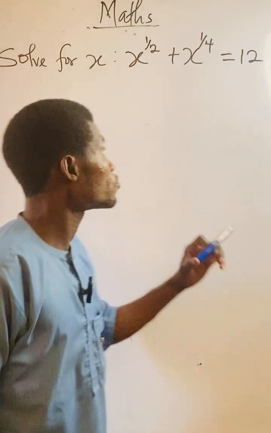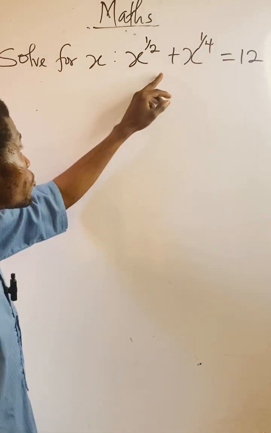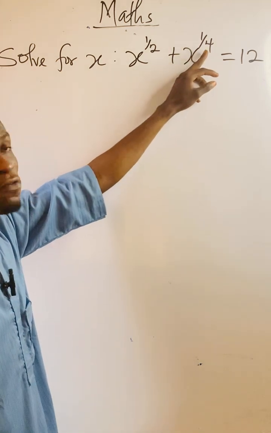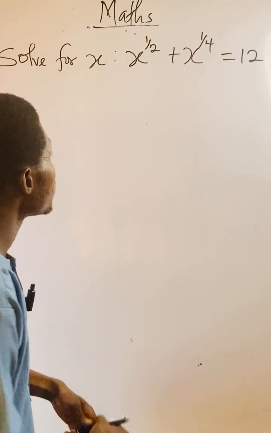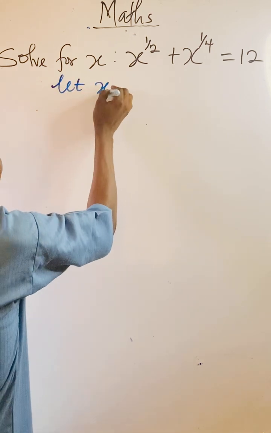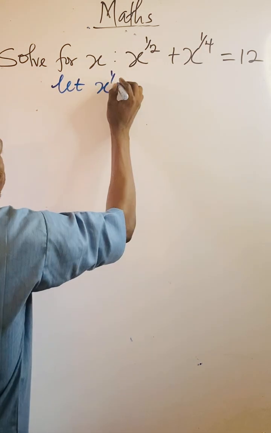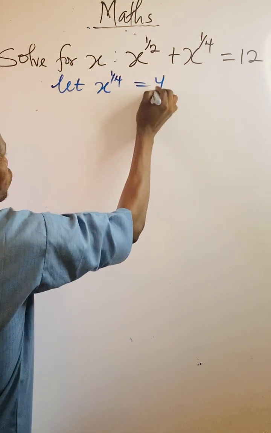Everyone, let us provide a solution to this question. We have to solve for x in x to the power of 1 over 2 plus x to the power of 1 over 4 equal to 12. So let's get started. Let x to the power of 1 over 4 equal y.